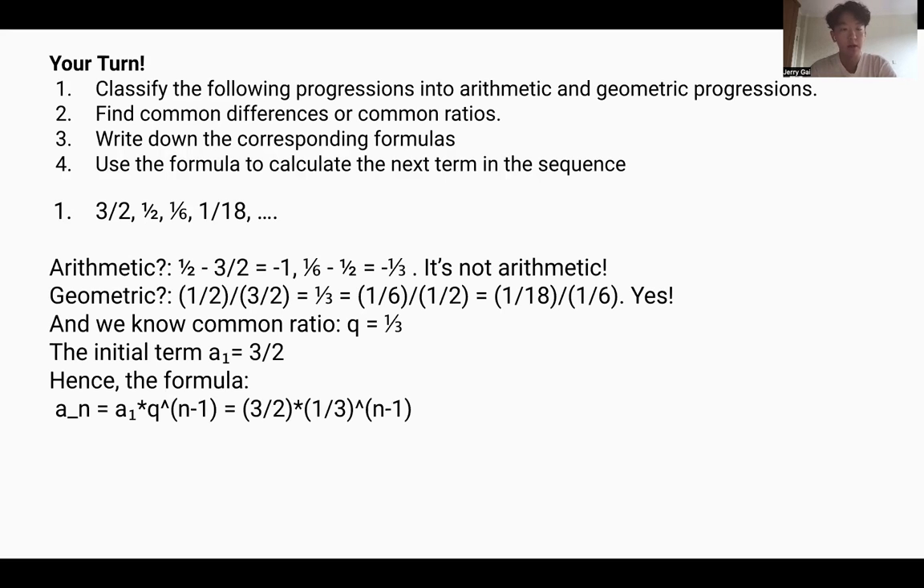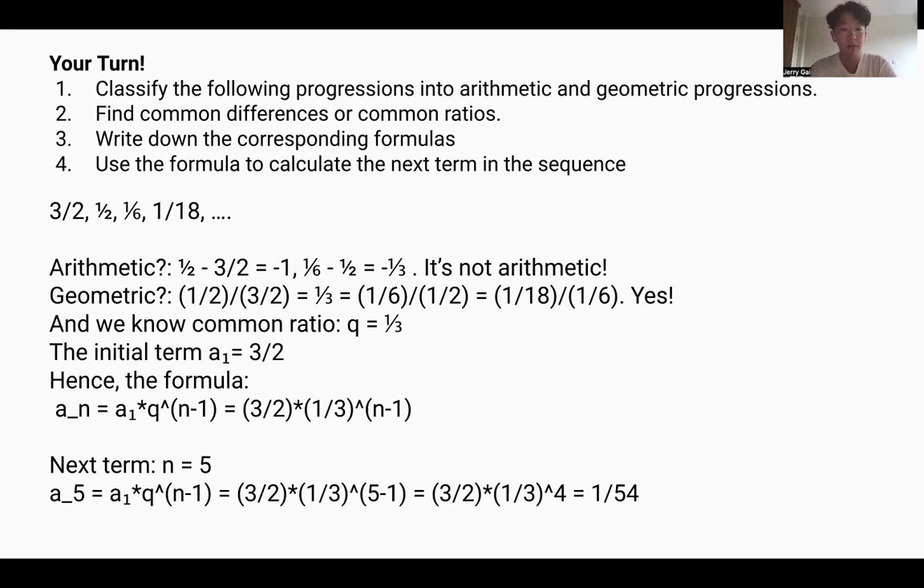So we can write down the formula. Then we need to calculate the next term. We have 4 terms in this question, so the next term has n equal to 5. We just plug n equal to 5 back into the formula, and we get a5 is equal to 1/54.